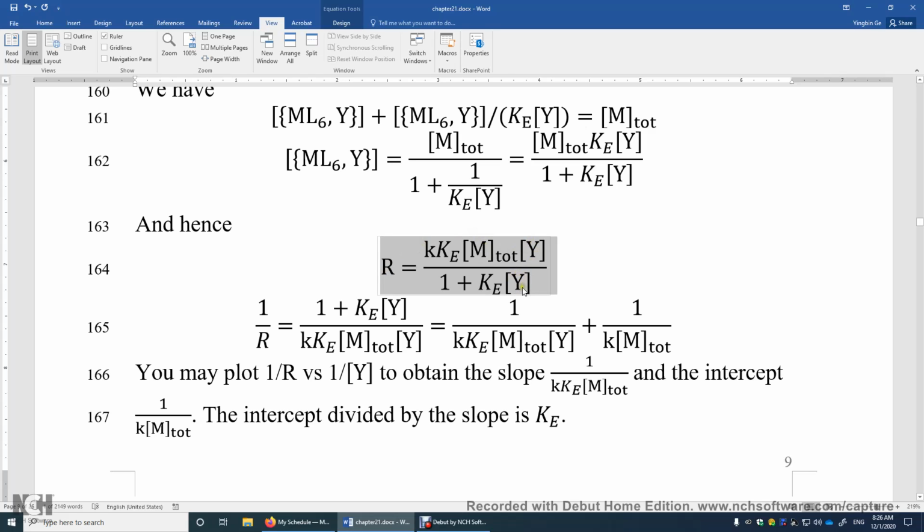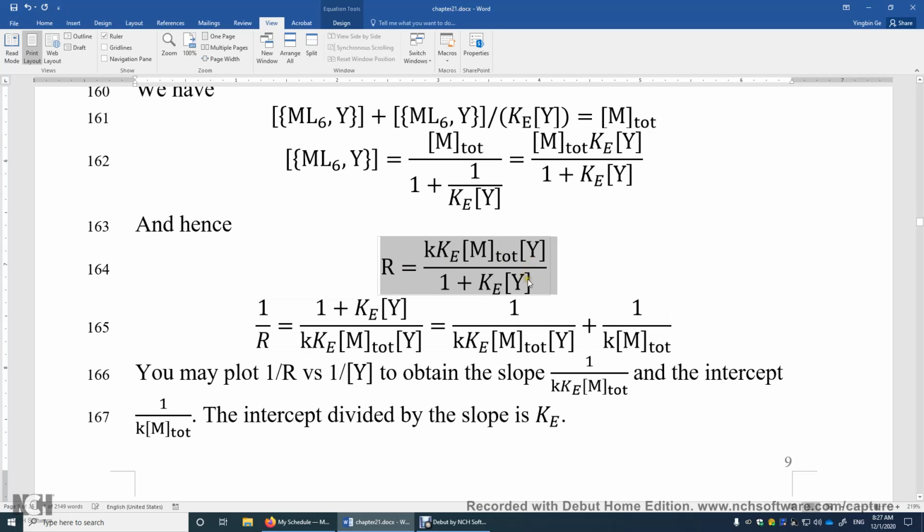Well, what if you have a very large concentration of y? Large enough that this Ke times y is much greater than 1. Let's say Ke times y happens to be 100 or more than 100. And then you can safely neglect this 1. And when you do that, Ke and Ke cancel, y and y cancel. This reaction is going to be a first order reaction. The reaction rate R is approximately this K times this M total. So it's just proportional to the concentration of metal. And this is first order.